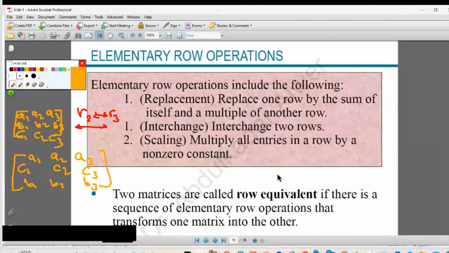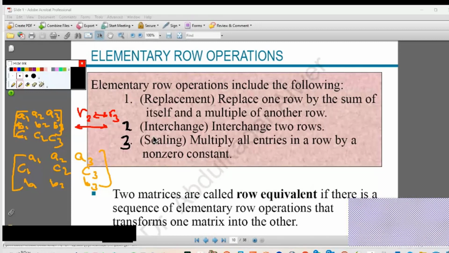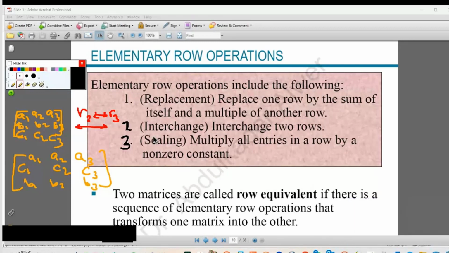So see what I did? I changed the second row with the third row. This is interchange. It should be 1, 2, 3 here; it is wrong in your notes, so correct it here. So this is interchange. Any question about interchange? Is it clear? Again, the full row.